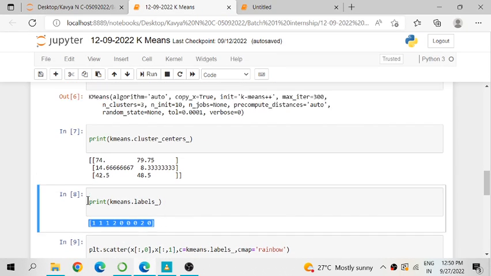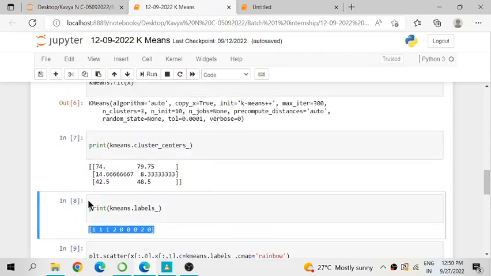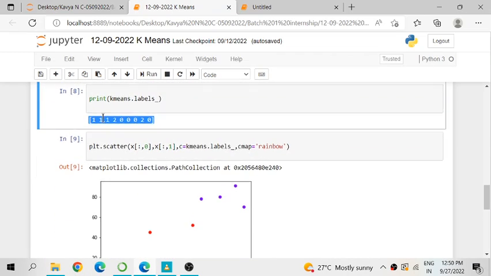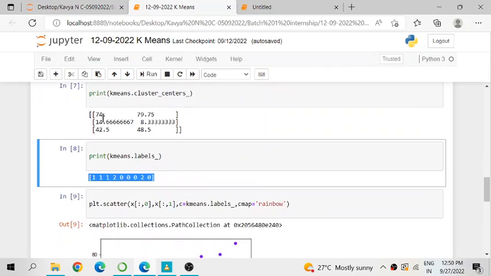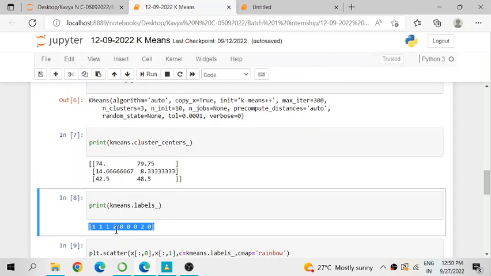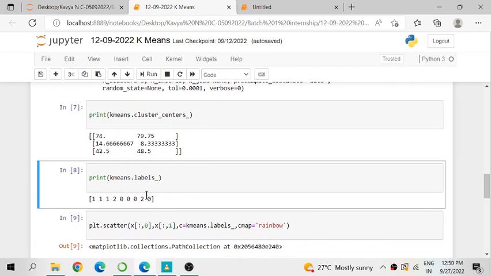The first data point, that is 5, 3, will be in cluster 2. The second is also in cluster 2, the third is also in cluster 2, the fourth is in cluster 3, and the 5th, 6th, 7th will be in cluster 1. So like in the first cluster, second cluster, third cluster. The first cluster will always be given the value 0, second will be given the value 1, third will be given the value 2.